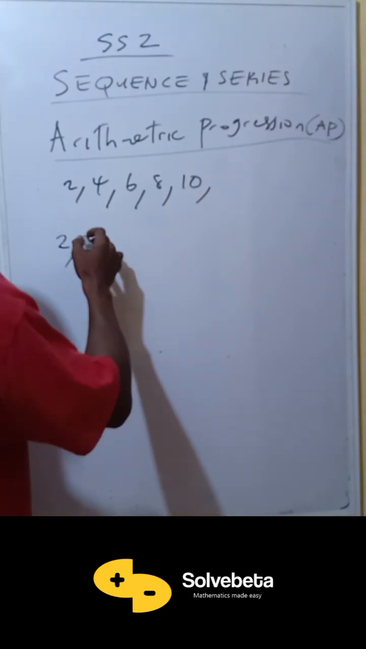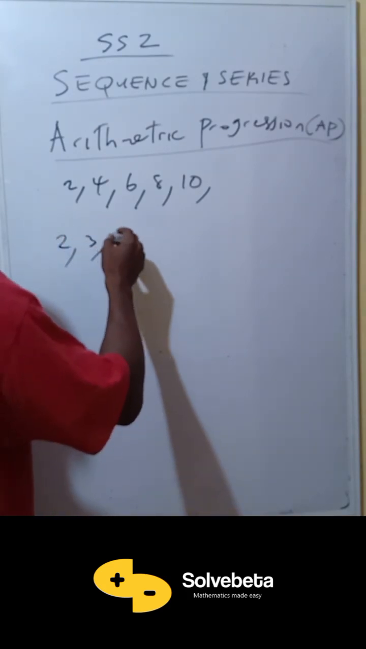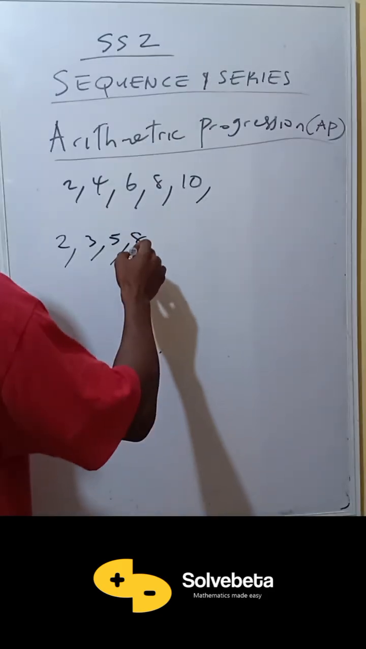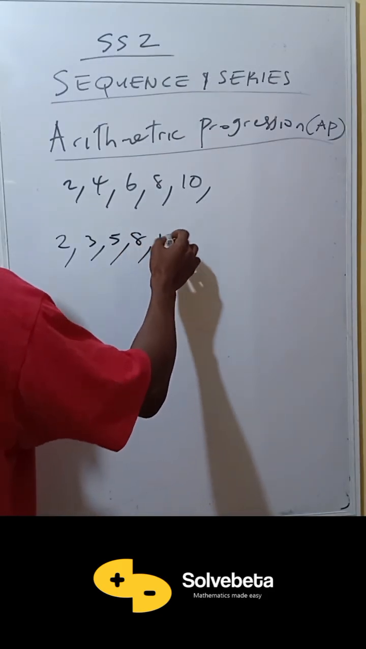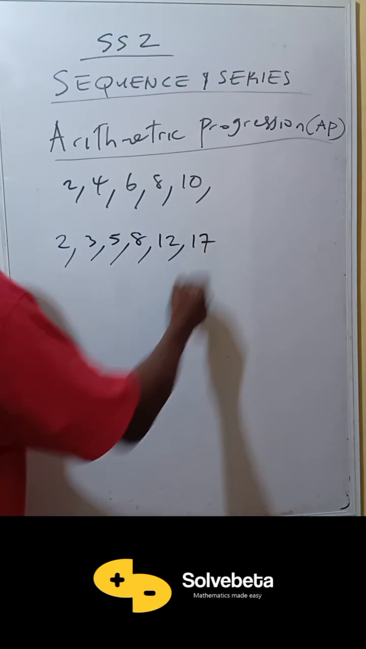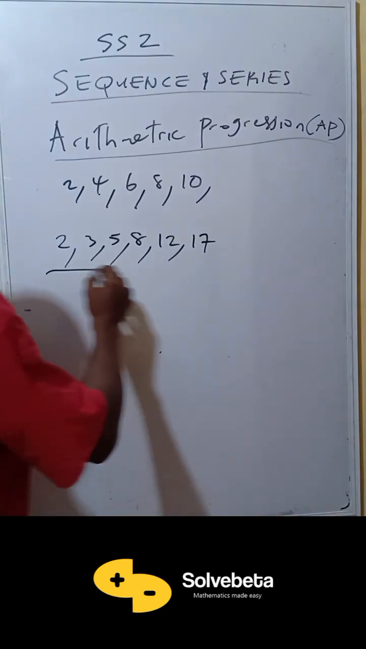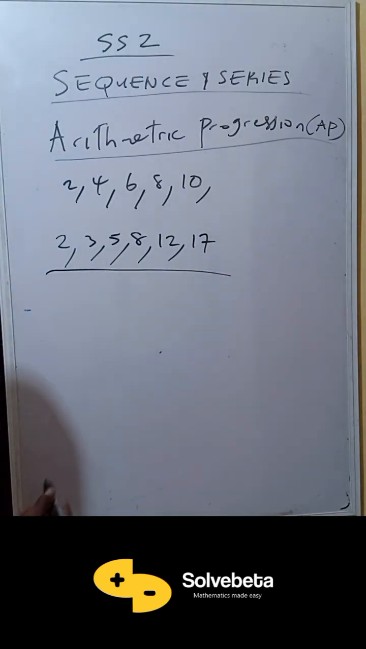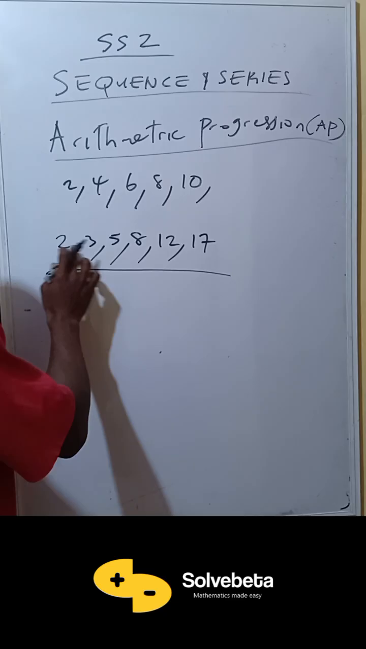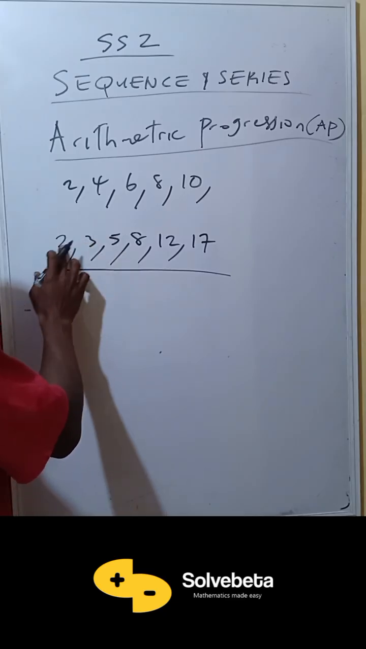2, 3, 5, 8, 12, 17. Now look at this. This is not an arithmetic progression. Why? Look at this.